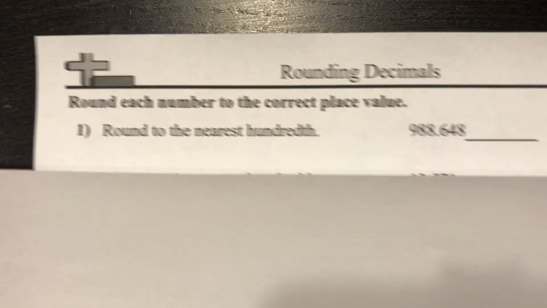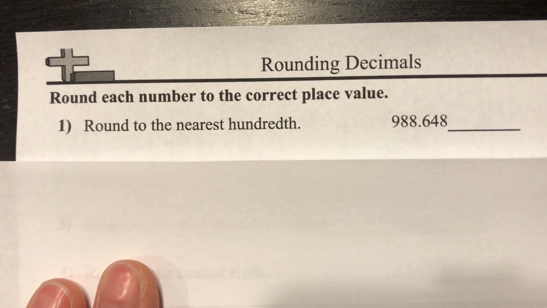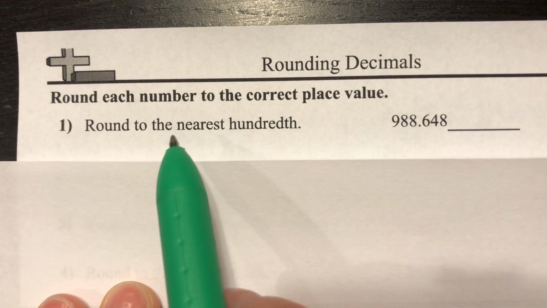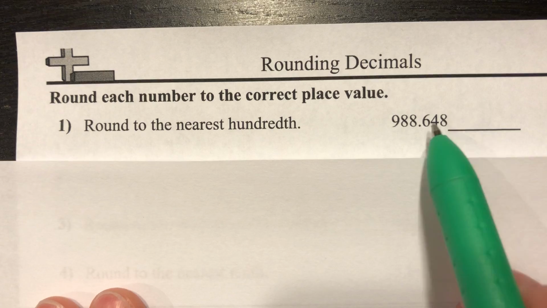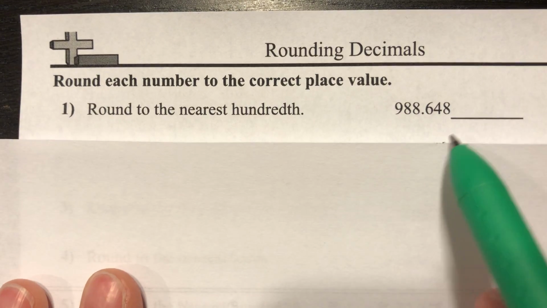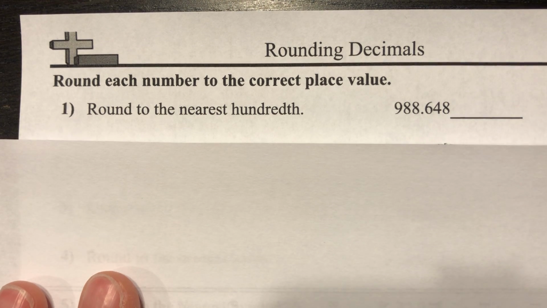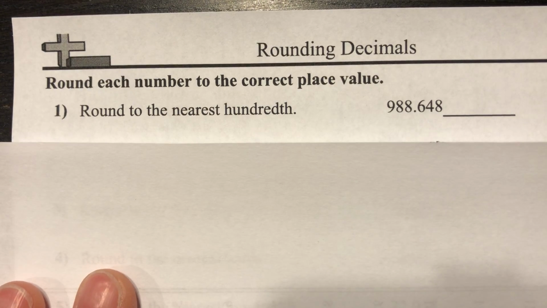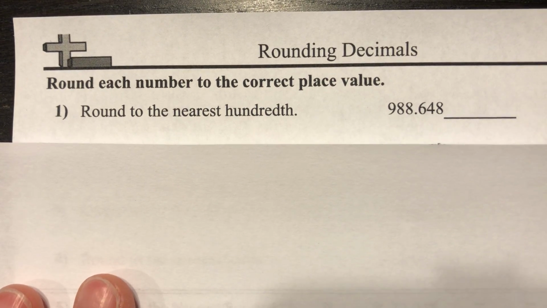Okay. On your whiteboard, or in your spiral, or on your scrap paper, this says round to the nearest hundredth, and this is the problem that they give you. So round 988 and 648 thousandths to the nearest hundredth. Go ahead and do that and press play when you're ready.